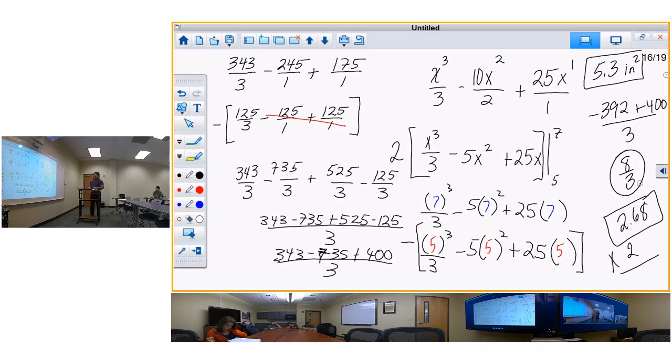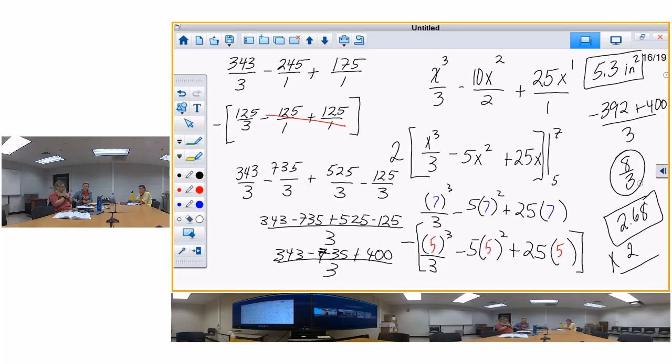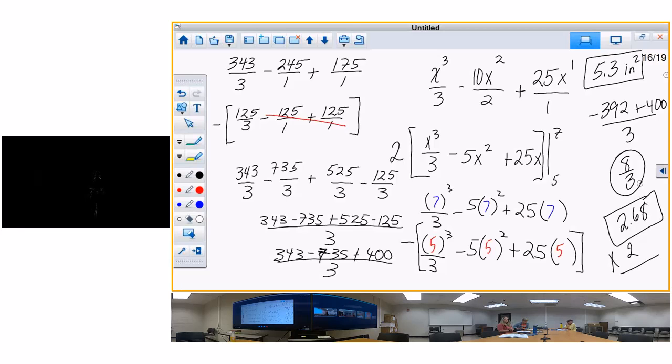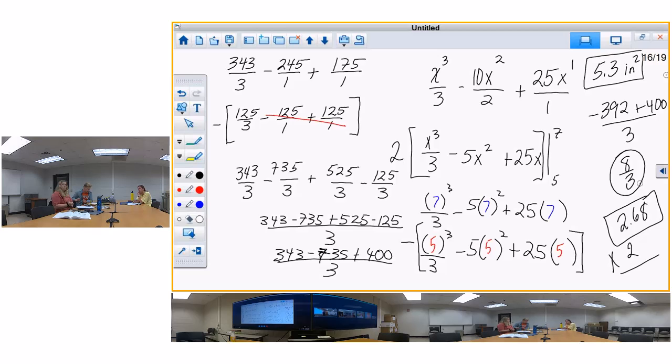Shouldn't it be a 7 over the 3? I have no idea. No. 400 minus 392 should be 8. Unless I did some math wrong. Check my math. Did you get a 3 here or something? I thought I did, but I could have been wrong. Somebody check me.